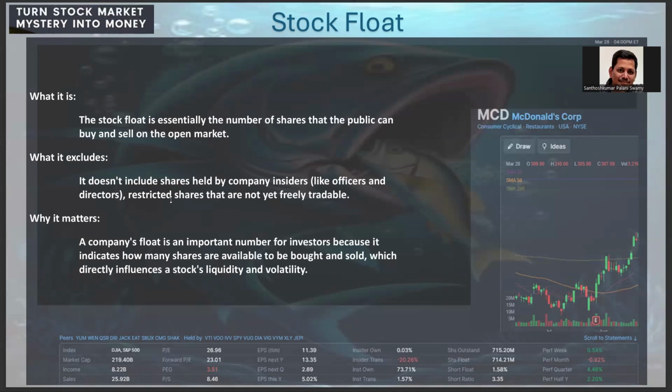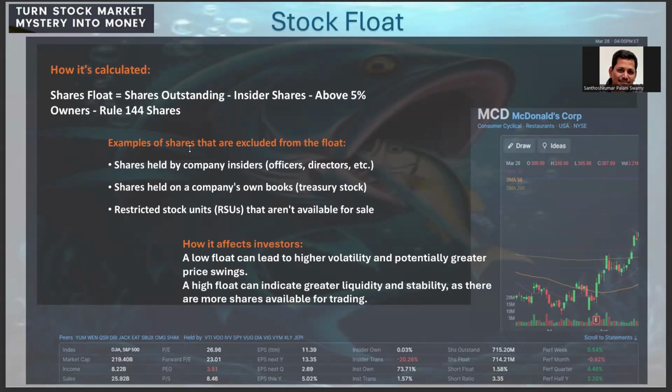It doesn't include shares held by company insiders like officers and directors, or restricted shares that are not yet freely tradable. And why does it matter? A company's float is an important number for investors because it indicates how many shares are available to be bought and sold, which directly influences a stock's liquidity and volatility. Examples of shares excluded from the float: shares held by company insiders like officers and directors, shares held on a company's own books, treasury stocks, and restricted stock units issued to employees.